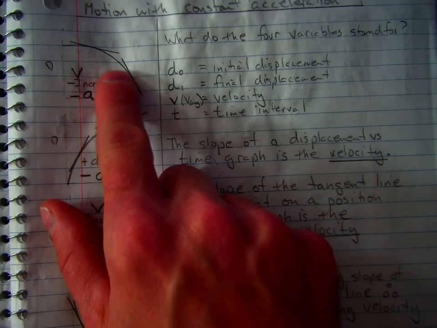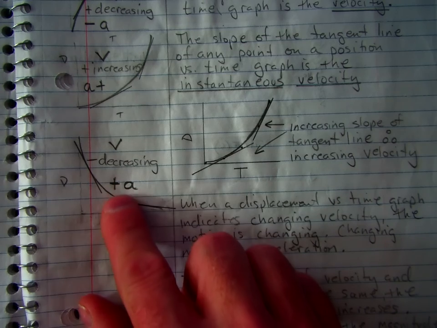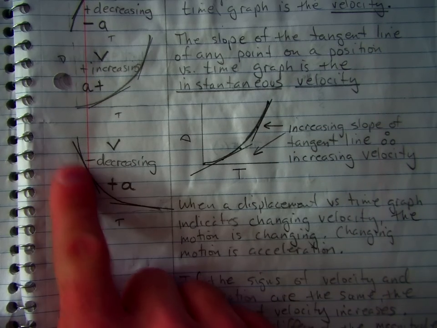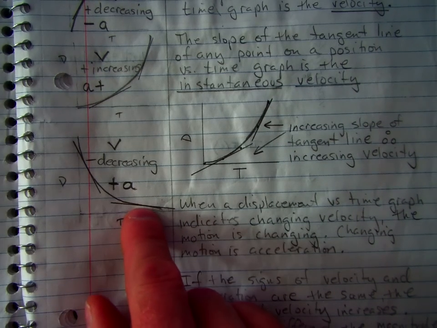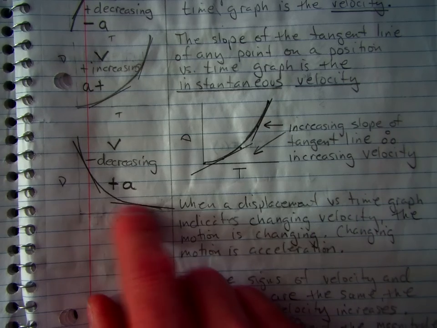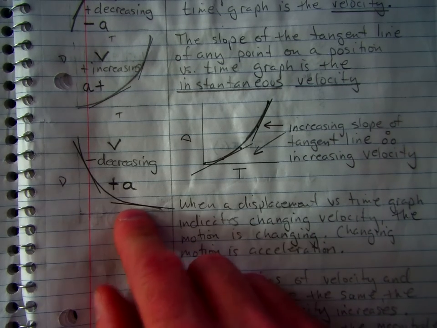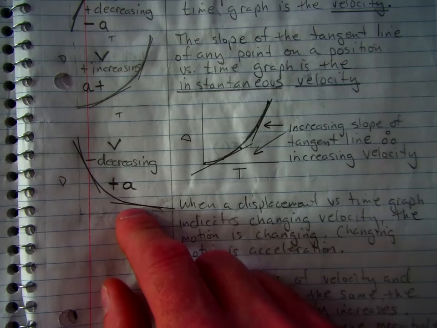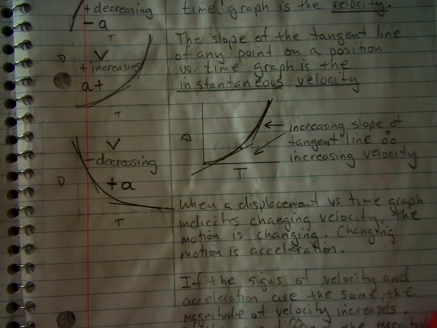The slope becomes steeper. And here, the velocity is negative and the acceleration is positive. So the slopes of these tangent lines decrease. The magnitude of the velocity is decreasing. Notice the slopes are still negative. Both are negative, so that means the velocity is negative, but the slopes are decreasing. Okay. We'll talk about that in class.